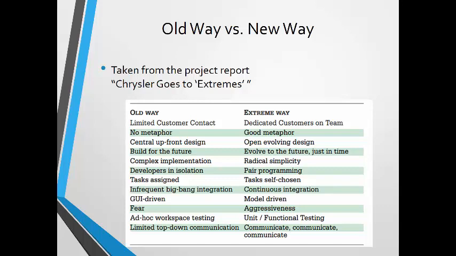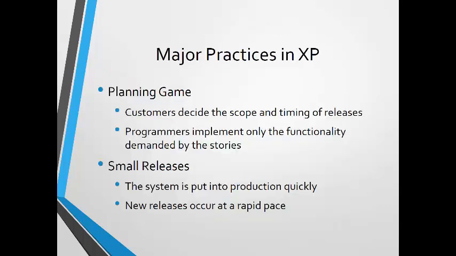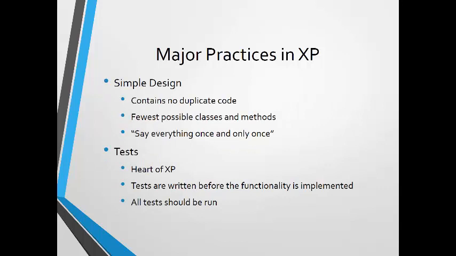Let's spend some time looking at these major practices in extreme programming. So one is the planning game. That is, customers decide the scope and the timing of releases. Programmers implement only the functionality demanded by the stories that are going into that release. And this goes with small releases. The system is put into production quickly, and then you have new releases that occur at a rapid pace. Another major practice, simple design, and this is more easily said than done. No duplicate code, fewest number of classes and methods, and there's a mantra, say everything once and only once. And again, it's more easily said than done.